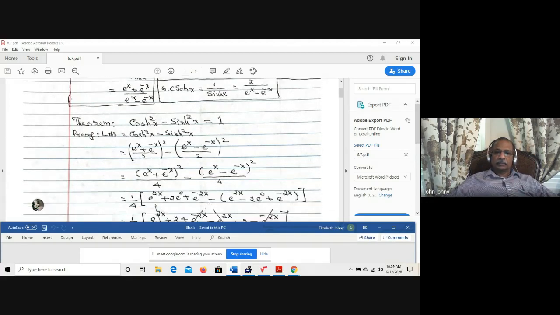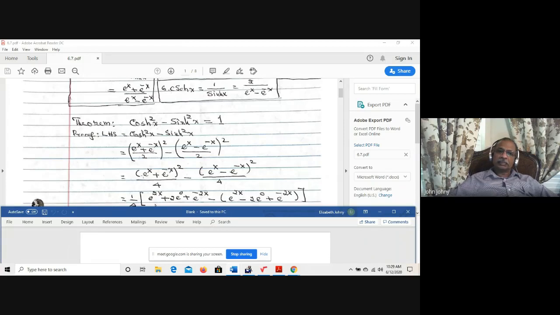And now you FOIL this. E to the x, the whole square is e to the 2x, then 2 times the product. In the previous section, I have shown that a plus b the whole square is a square plus 2ab plus b square. So there is a 2ab. 2ab means 2 times e to the x times e to the negative x, that is e to the 0, plus square of the second. Minus, similar formula here, square of the first minus 2 times the product plus square of the second. So e to the 2x minus 2 e to the 0 plus e to the negative 2x.